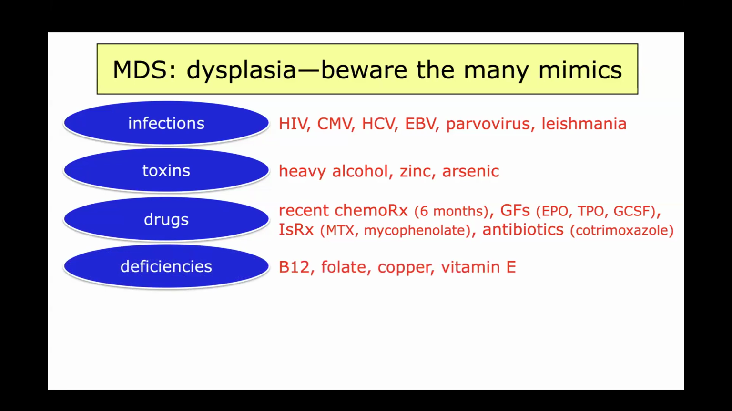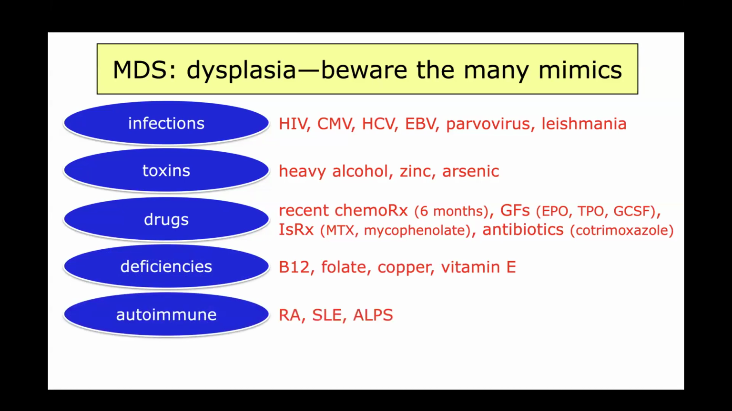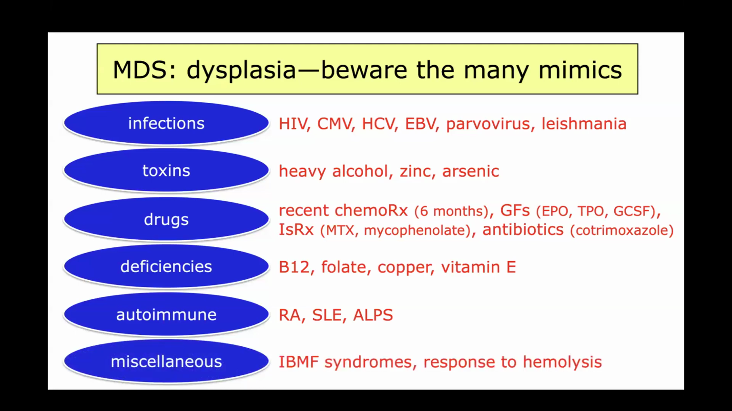Megaloblastic anemia due to B12 or folic acid deficiency can induce morphology that can mimic dysplasia, although to the astute eye, one should be able to distinguish the one from the other. Copper deficiency, vitamin E deficiency as well can induce morphology that mimics dysplasia. Rheumatoid arthritis, lupus, and autoimmune lymphoproliferative syndrome, amongst others, can induce abnormal morphology in the bone marrow. And there are a number of miscellaneous causes.